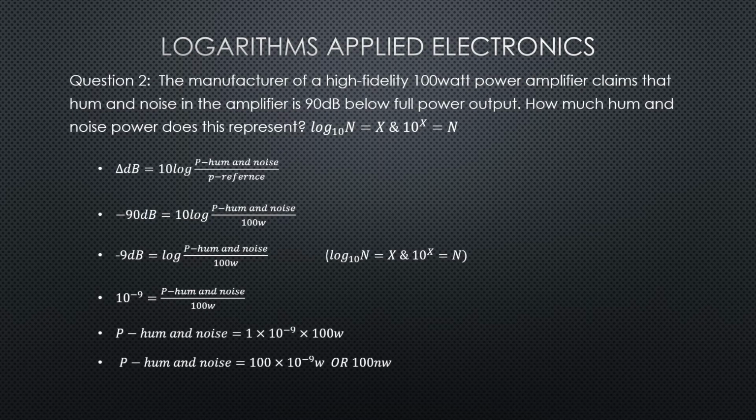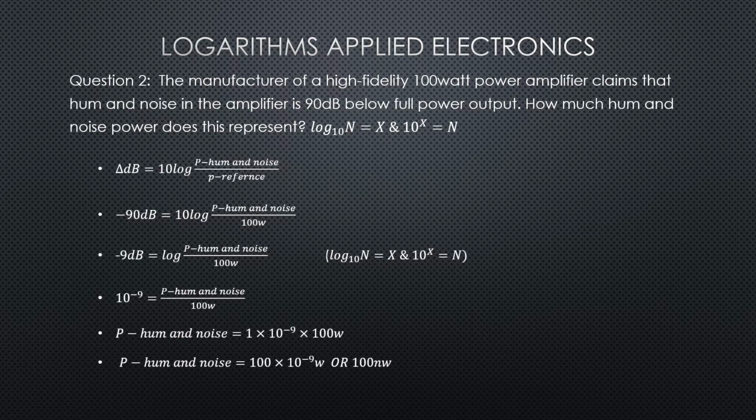Next question. The manufacturer of a high fidelity 100 watt power amplifier claims that hum and noise in the amplifier is 90 dB below full power output. How much hum and noise power does this represent?